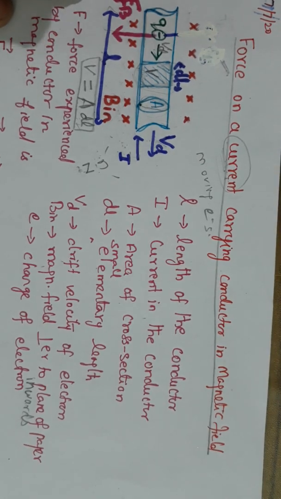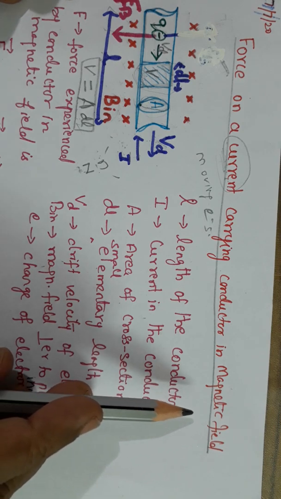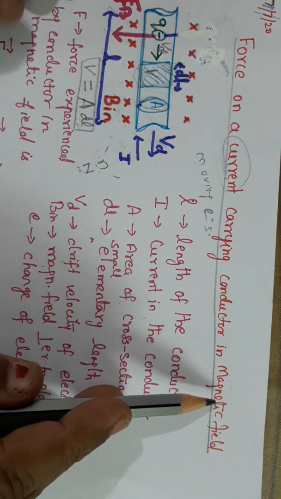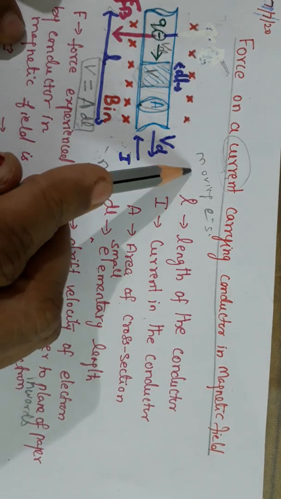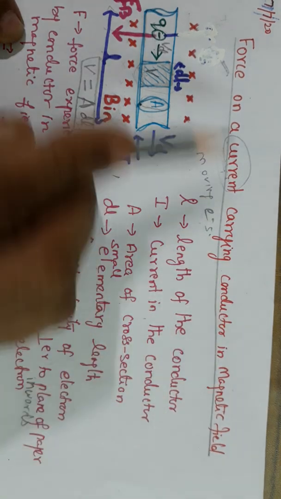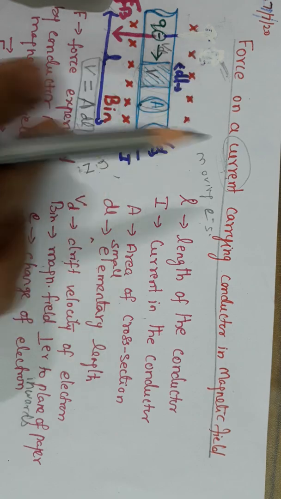Hello children, we are going to derive the formula for force on a current carrying conductor in a magnetic field. You know that a moving charge in a perpendicular magnetic field experiences the magnetic Lorentz force, right? In the same way, current is nothing but moving electrons, so these moving electrons in a magnetic field will also produce force. So we are going to derive the formula for force.